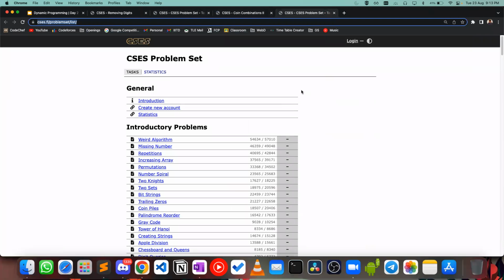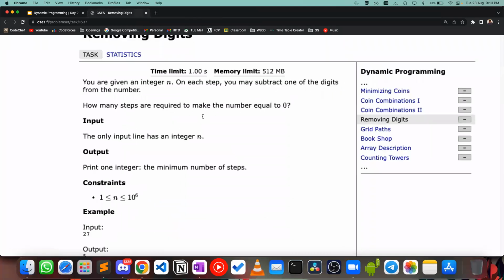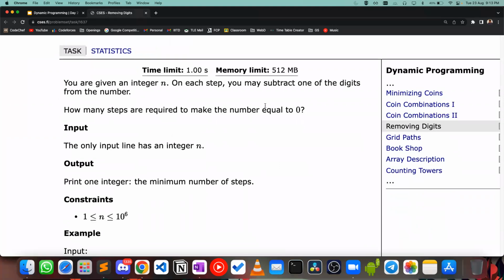Right. So let's solve this problem now, which is removing digits. You are given an integer n. On each step, you can subtract one of the digits from the number. You have to tell the minimum number of steps it would require for you to make the number equal to 0. Right? That's what the problem statement demands.